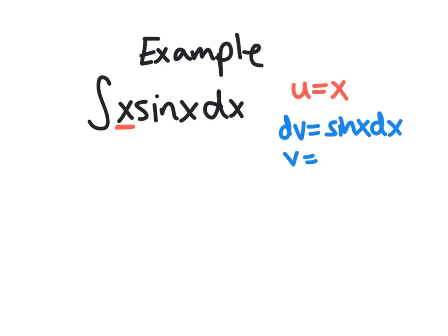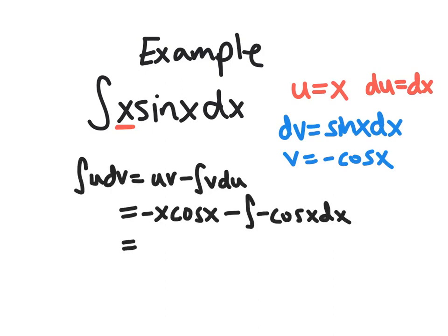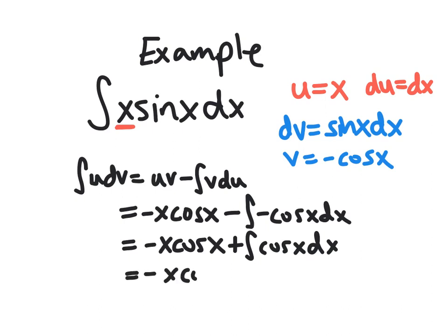So if dv is sine x, then we just go backwards, so v must have been negative cosine, and if u is x, then du is simply dx. Okay, so now I've just substituted in all the stuff we have from up here, and we'll note that we have a minus, so this is just plus, and our antiderivative for cosine is sine, right? So we have negative x cosine x plus sine x, and of course we never forget our plus c. Okay, and so this is the whole problem there.